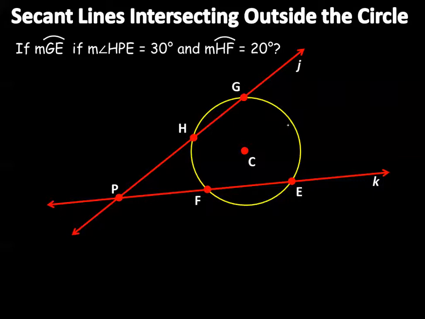Let me see if I got this right. If the measure of angle HPE is 30 degrees and arc HF is 20 degrees. Okay, it's all making sense to me now. And it wasn't that long ago that I actually typed out this problem, so I must have some short-term memory issues. So that's the measure of arc GE plus the measure of arc HF.